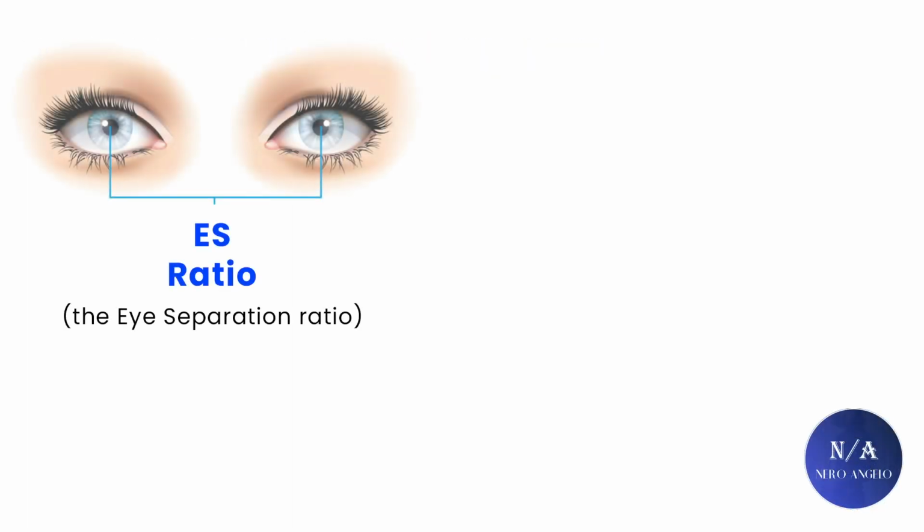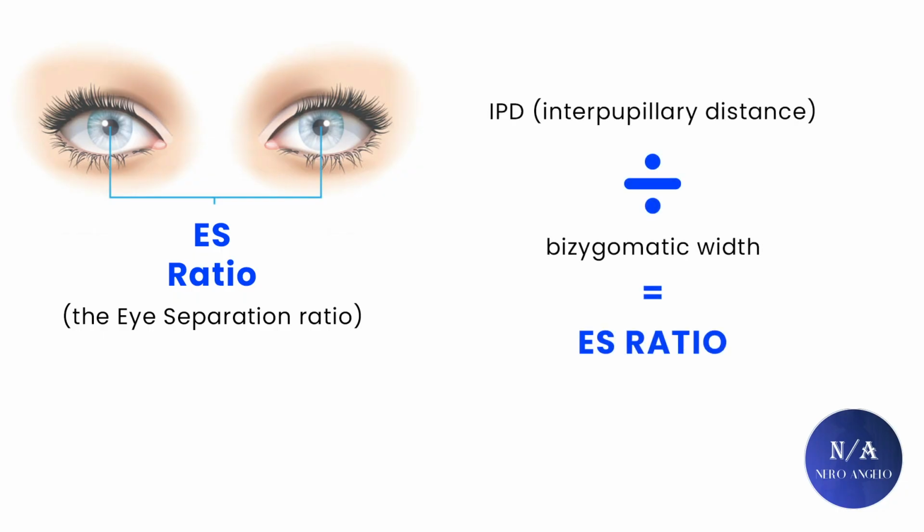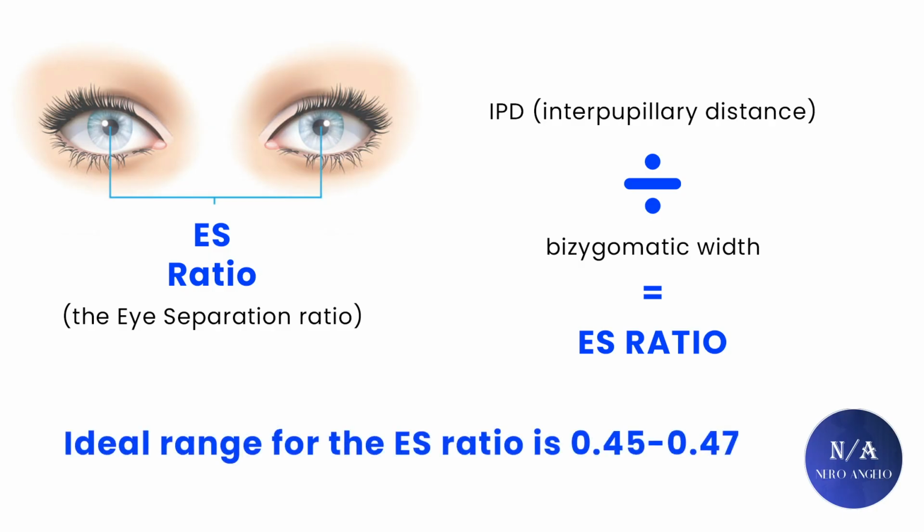So what is the ES ratio? Well, ES ratio stands for the eye separation ratio. To get the ES ratio, you will need to divide your IPD, interpupillary distance, by your bizygomatic width, which is the widest part of the face. The ideal range for the ES ratio is between 0.45 and 0.47.